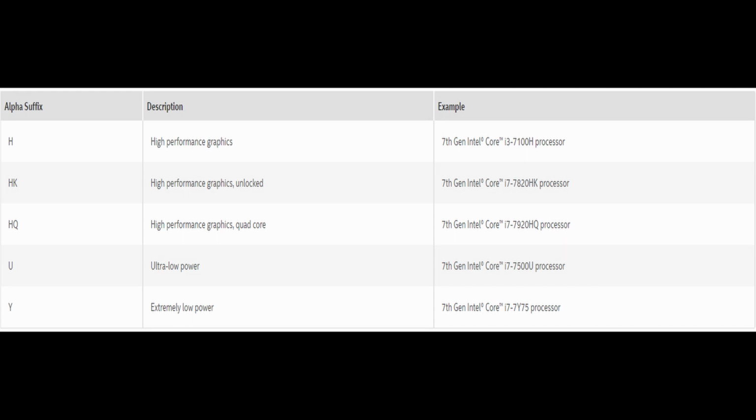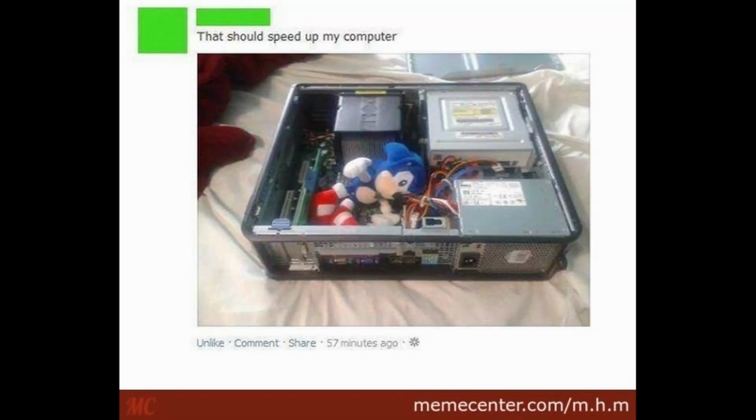The last one is Y. Y indicates lower power consumption. Only the Y designated model takes it even lower than the U designated model. As a result, they are the most power efficient but also have the worst performance. Technically, all Intel CPUs are worse in their own way, but these particular designated CPUs are worse at another level.